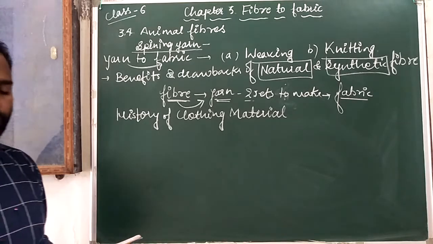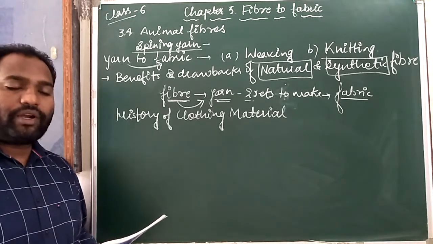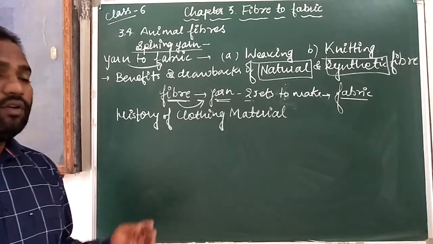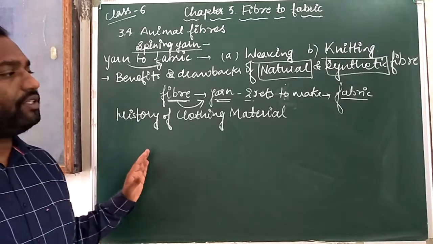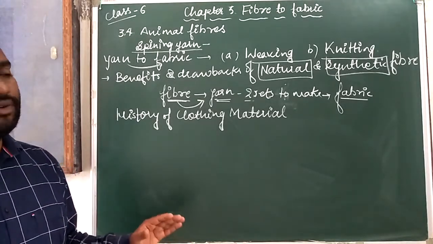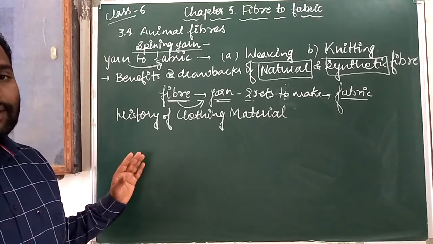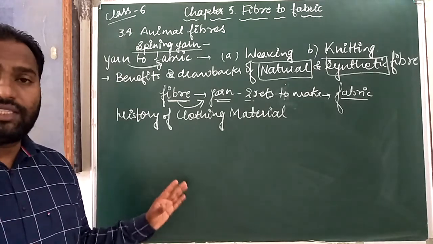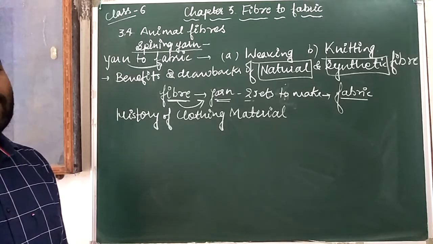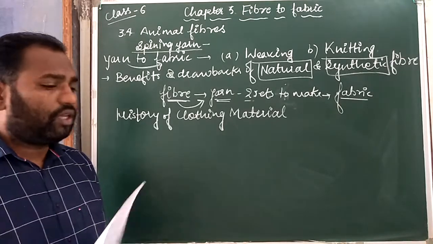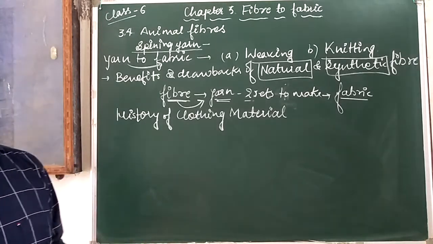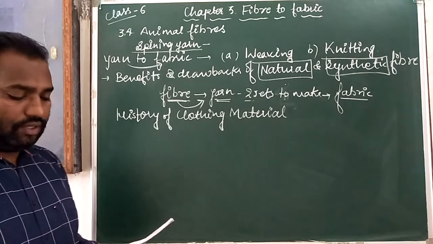Stitched clothes began to be used in India around the 14th century. It means before that we were using unstitched clothes, and after the invention of needles, stitched clothes came to India in the 14th century. The 14th century means 1301 to 1400.